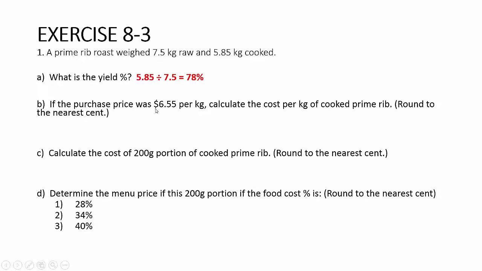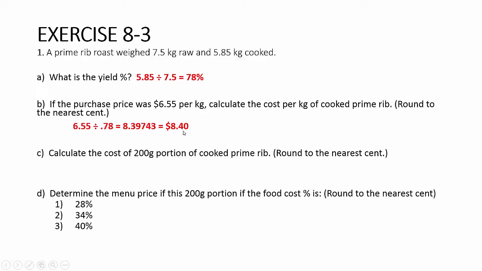Now the purchase price was $6.55 per kilogram. Let's calculate the cost per kilogram of cooked prime rib. What we're looking for here is the EP unit cost. And the formula for EP unit cost is the AP unit cost divided by the yield percent. They gave us the AP unit cost in the question, and we just finished calculating the yield percent in the question above it.